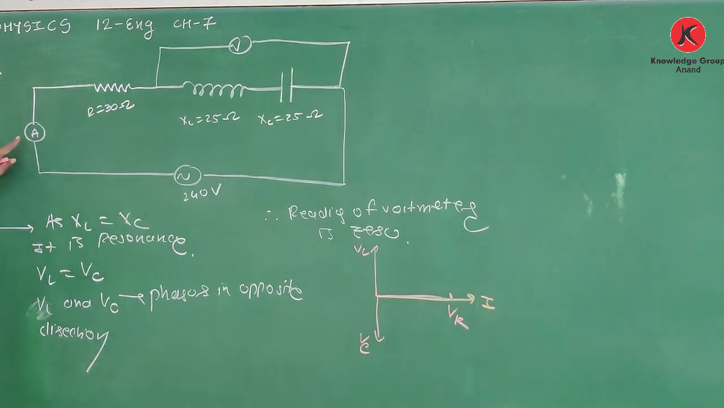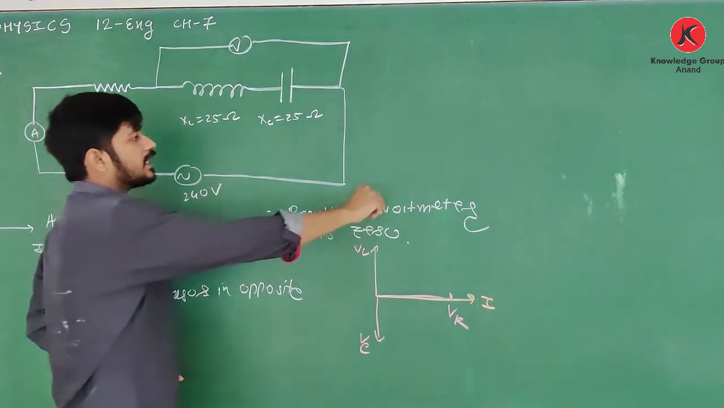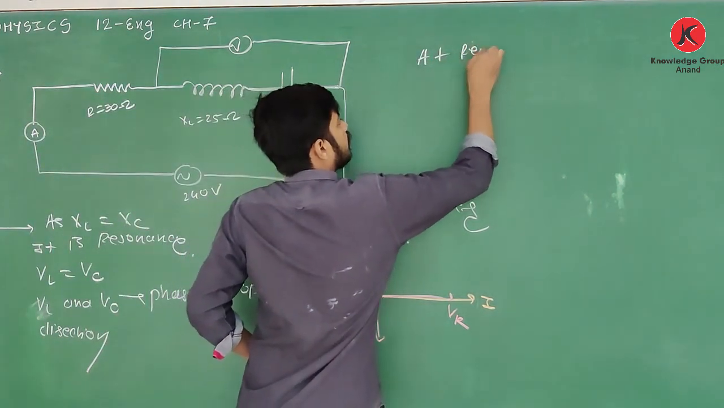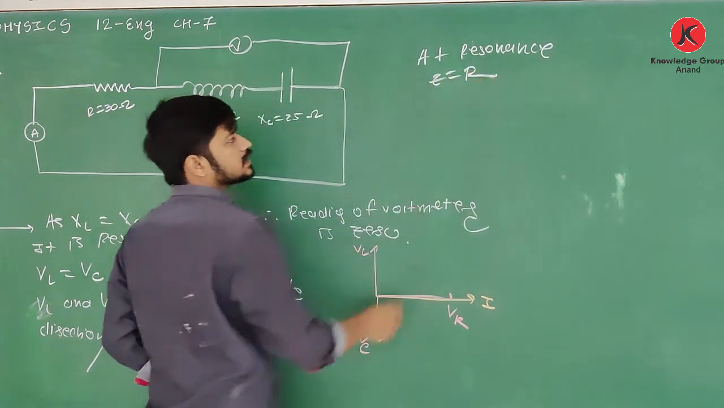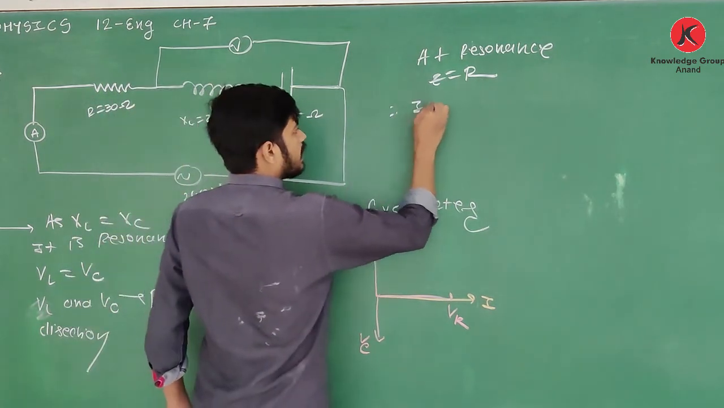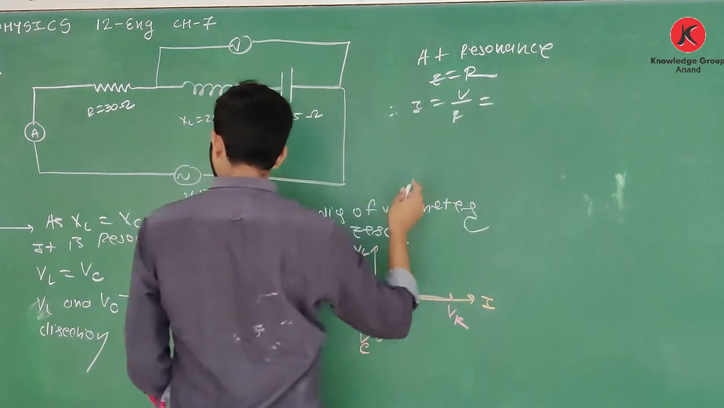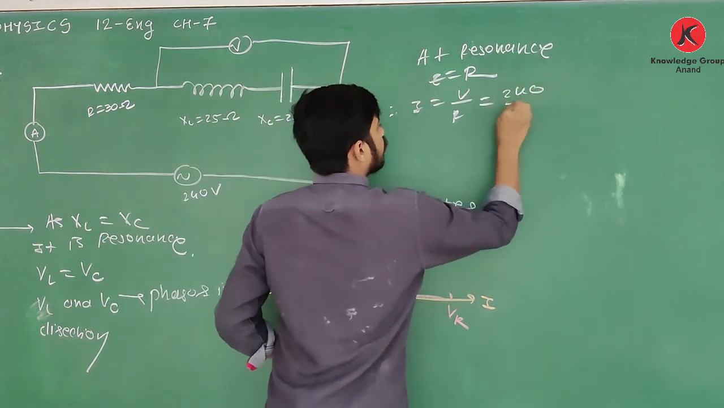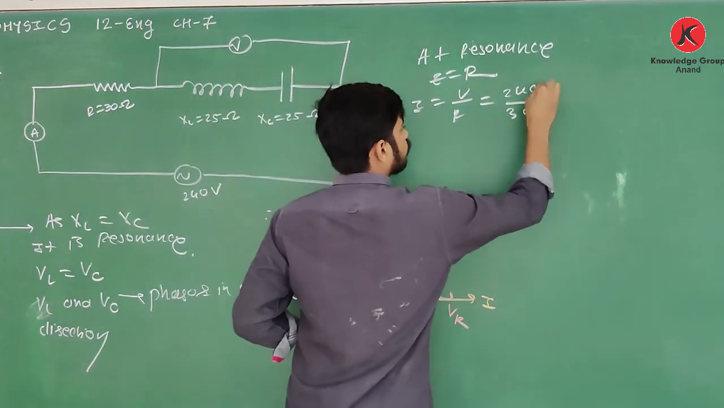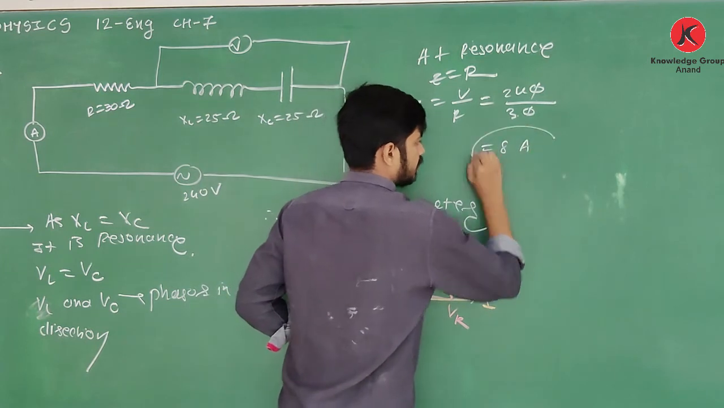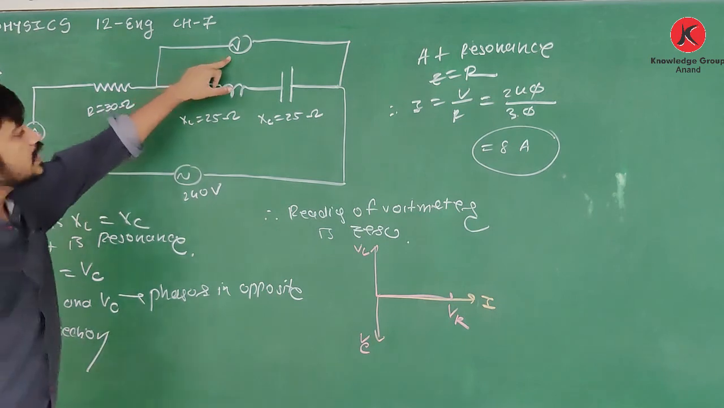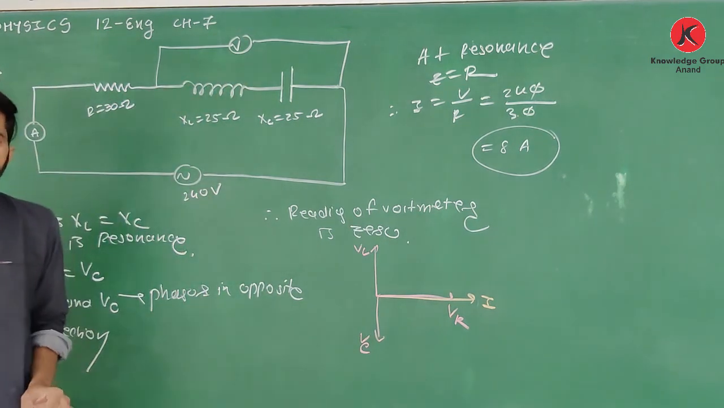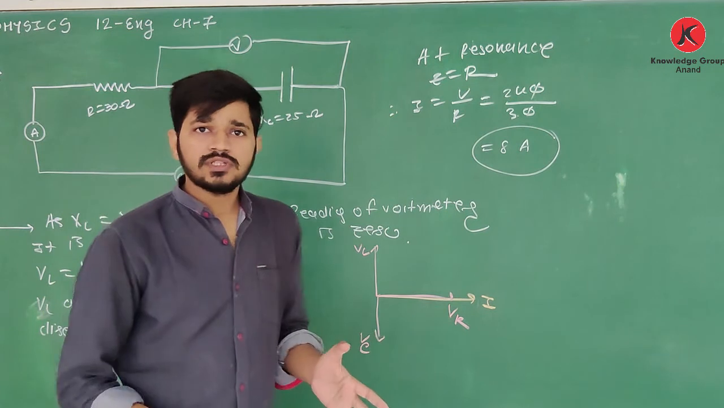Next question is, what is the reading of the ammeter? As it is resonance, at resonance we know that Z, that is impedance, is equal to R, and therefore I is equal to V upon R. What is the value of V? It is 240 volt. What is the value of R? It is 30 ohm. So it is 8 ampere. So the reading of the ammeter is 8 ampere and the reading of the voltmeter is 0 volt. Clear? So there are some extra questions for you. This is it for today.